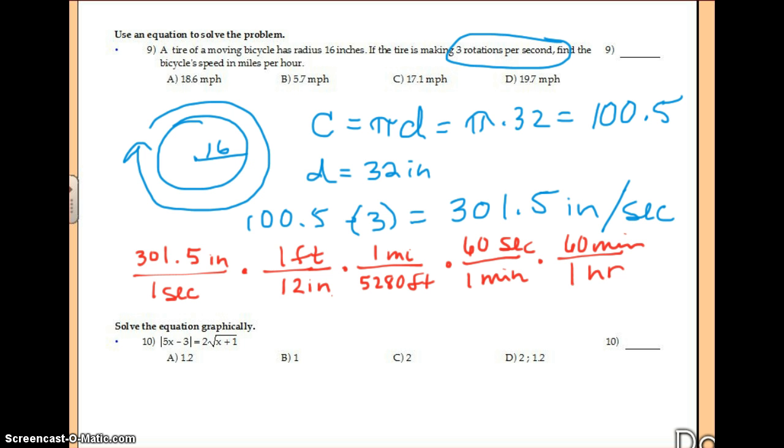And so I can reduce the inches and the feet, and I'm left with miles, which I wanted in miles. And then I can reduce the seconds and the minutes and be left with hours. I'm going to multiply everything in the numerator, everything in the denominator, and then simply divide those. My numerator, I'm going to take 301.5 times 60 times 60.